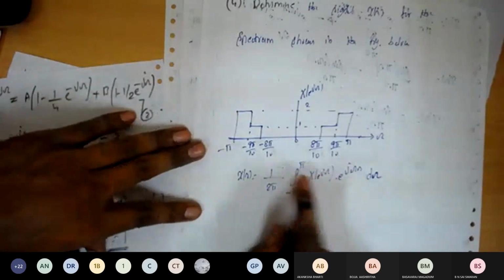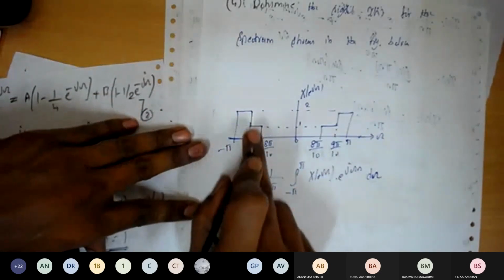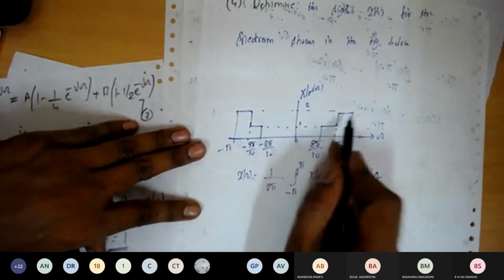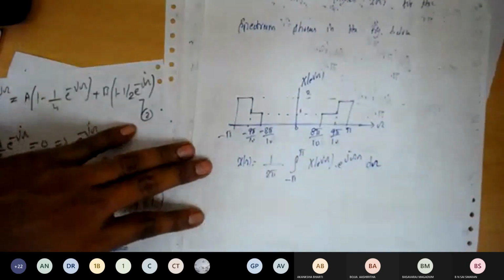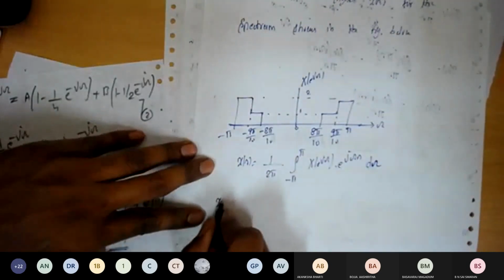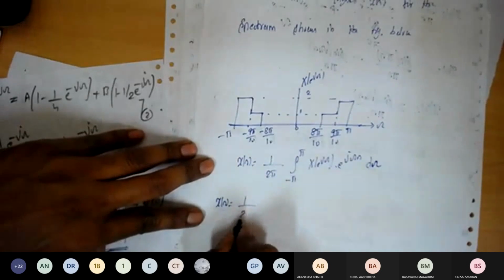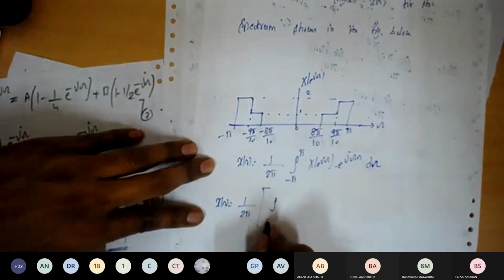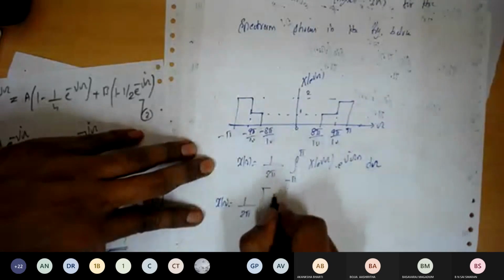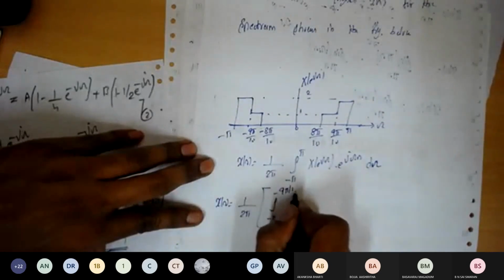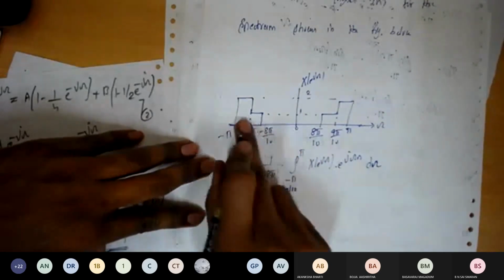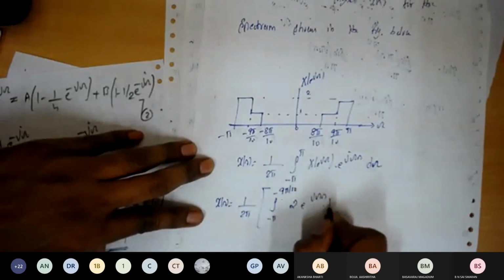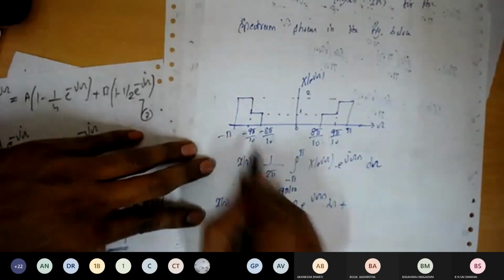Now this is having the value from minus pi to minus 9 pi by 10, it is having the value 2. Again from this to this, it is having the value 1. So we need to split into 4 integrals. So 1 over 2 pi: from minus pi, the lowest value, to minus 9 pi by 10, the value is 2 into e to the power of j omega n d omega. This is the first integral part.